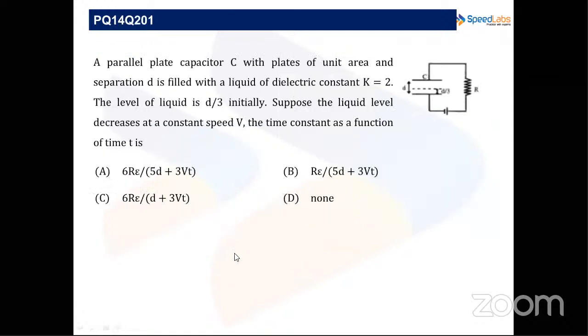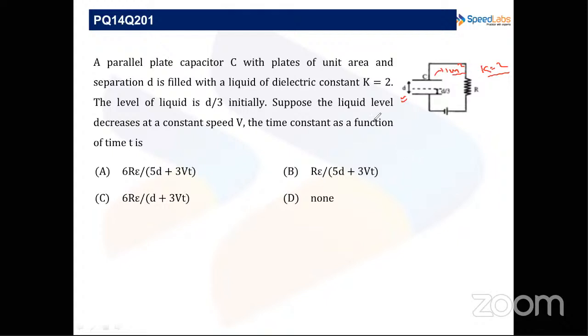Next question is a parallel plate capacitor. A parallel plate capacitor C with plates of unit area, so area of cross section is 1 meter square. So that is unit area. And separation d, which is shown in the figure, is filled with a liquid of dielectric constant K equal to 2. K is equal to 2, it is given. And the level of liquid is d by 3 initially.